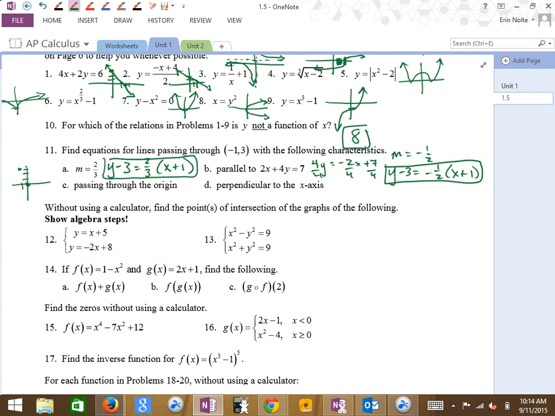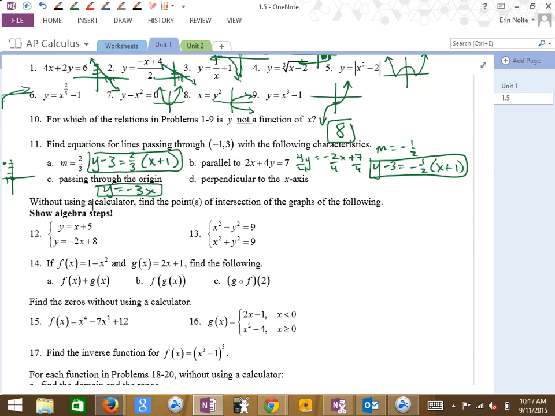Perpendicular to the x-axis. So if this is the x-axis, perpendicular would be what kind of a line? Okay, so this is the x-axis. What's perpendicular? The y-axis. Vertical, right? A vertical line, do we all agree? So it would be an x equals equation. X equals negative 1, yeah. Perpendicular to the x-axis would be a vertical line. Vertical lines are x equals.